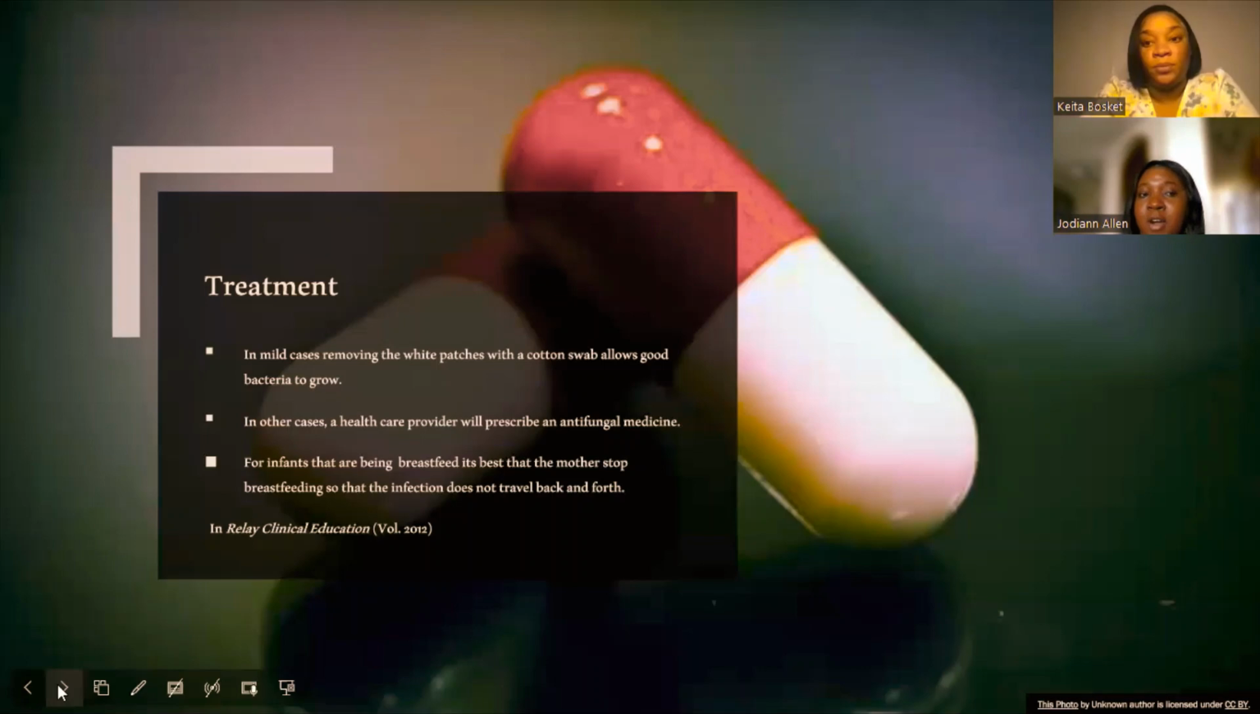Another form of treatment, which is very simple, is that you can also use a cotton swab to remove the bacteria from the tongue. And in other cases, a healthcare professional can also prescribe an antifungal medicine.